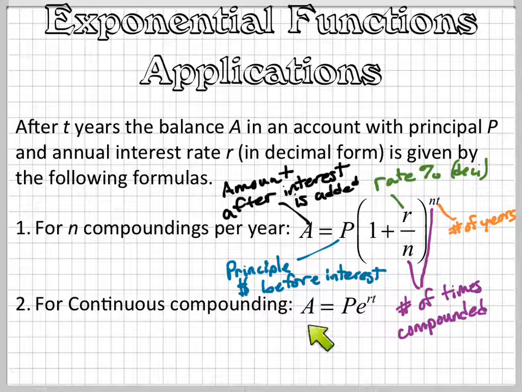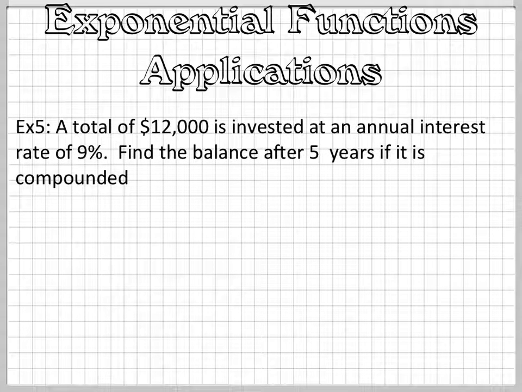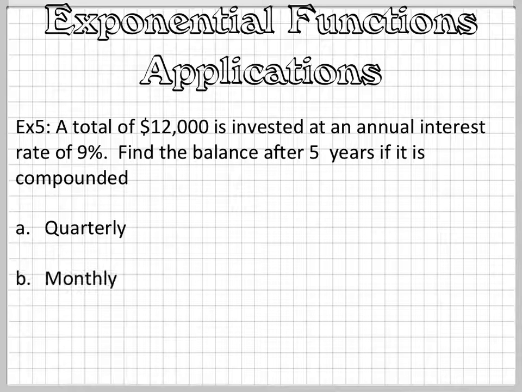And all these variables, A, P, R, and T, are the same on the continuous function. So let's take a look at an example here. We're going to look at this problem. It says $12,000 is invested at an annual interest rate of 9%. Find the balance after 5 years if it is compounded quarterly, monthly, and continuously.